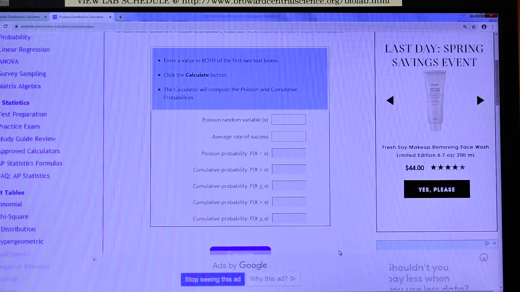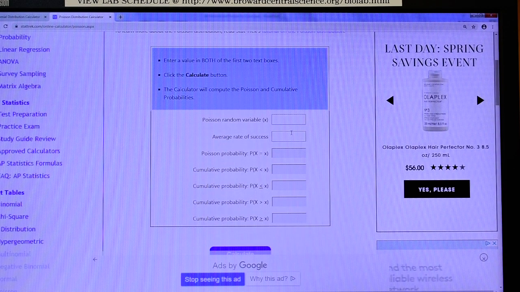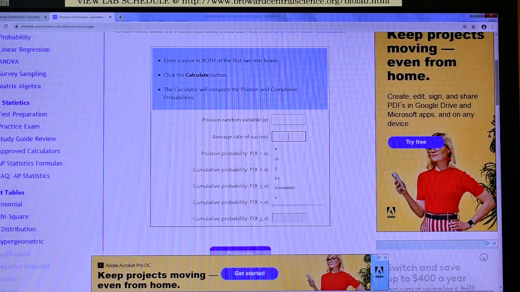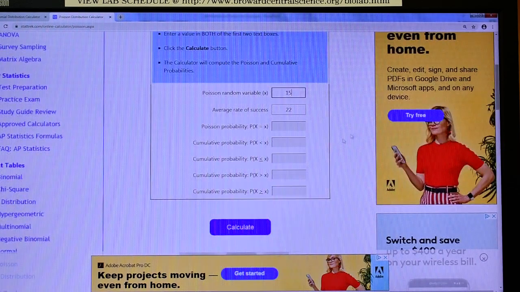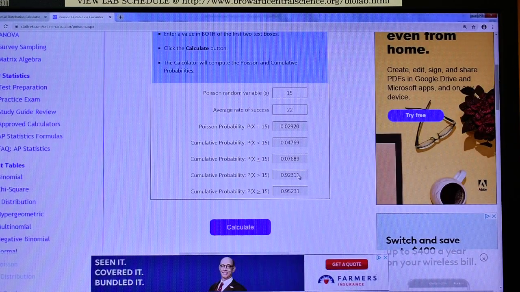Okay, so let's take a look at what we have here. There are two fields you have to fill in to get an answer. We need our average rate of success. Remember, in the case of these butterflies, that was 22, how many go to the flower on a daily basis on average. Then we have what they call the random variable, but this is our observation. How likely are we to see 15? That's what goes here, so 15 goes there. Then you hit the calculate button. Now notice there are all these different probabilities here, and it depends on which one we're interested in.